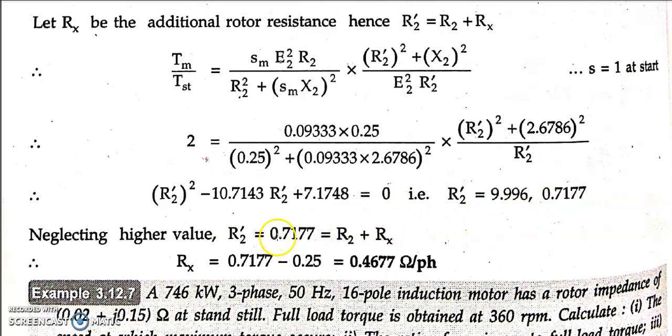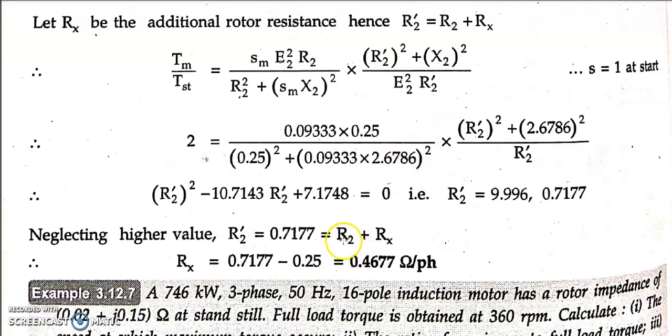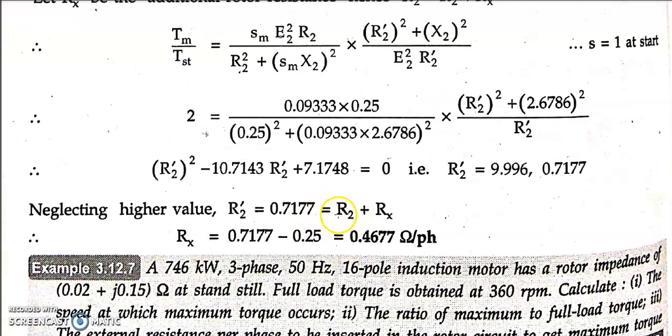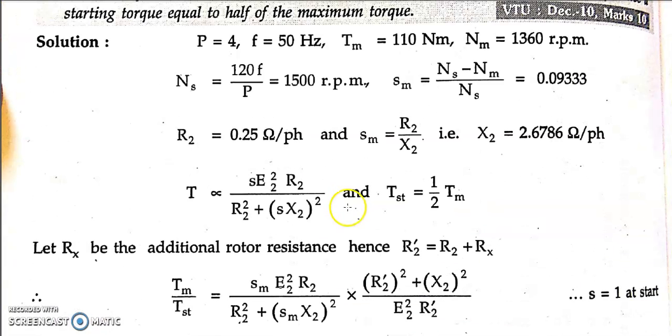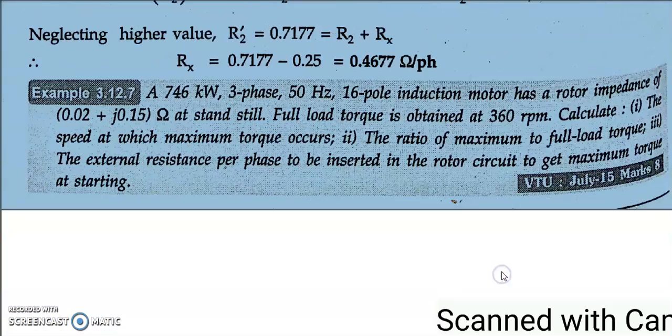So R2 dash is 0.717, but R2 dash is equal to what? R2 plus Rx, and I'm going to write in front of that R2 plus Rx. But R2 I know. What is the R2 value? R2 value is clearly given here, that it is 0.25 ohm per phase. So substitute here. So I'm going to get the value of Rx here. 0.717 minus 0.25, you would get it as 0.4677 ohm per phase.